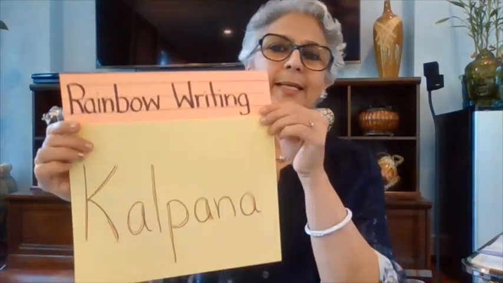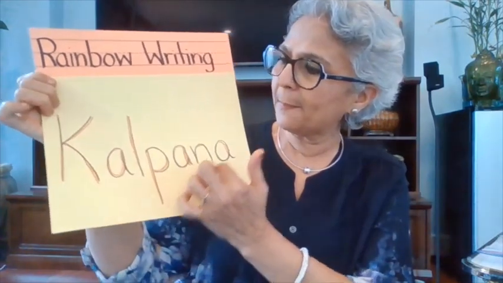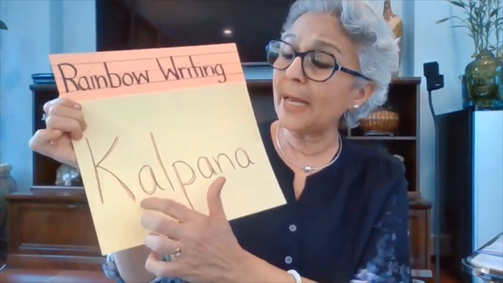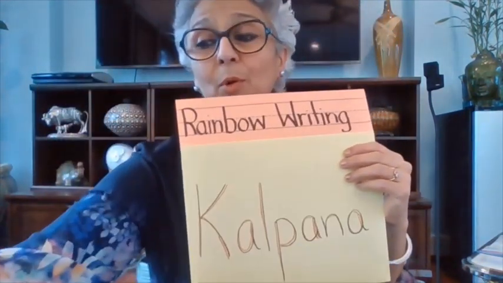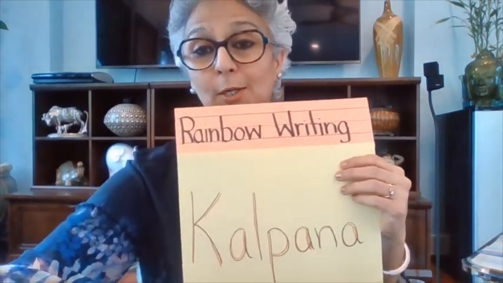Now, let's do some practice for name writing. Yes, so I have two different ideas for name writing. So the first one is rainbow writing. As you can see, I wrote my name first with the black color and then with the red. And rainbow writing is like you're going to write down with all the colors.